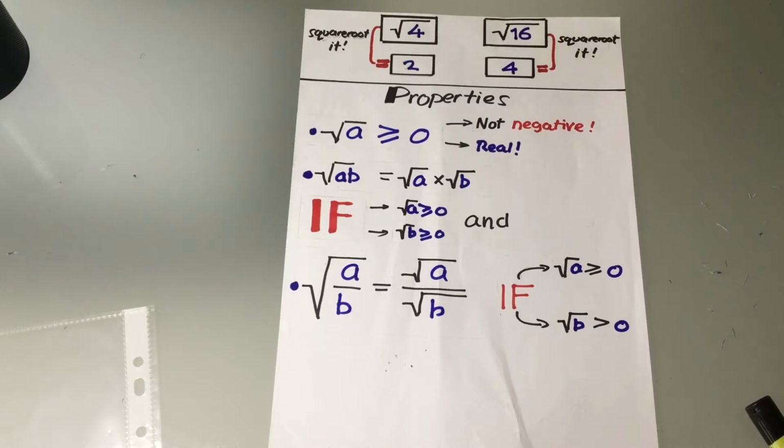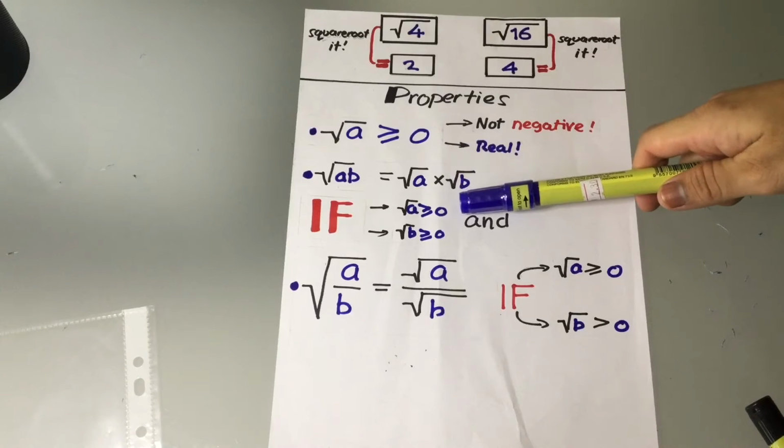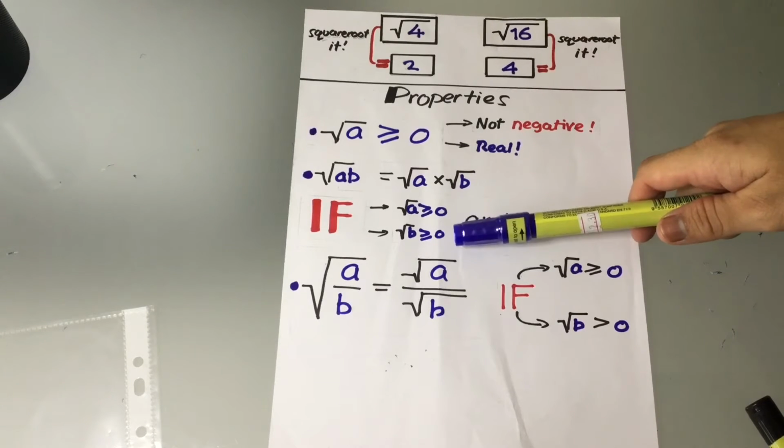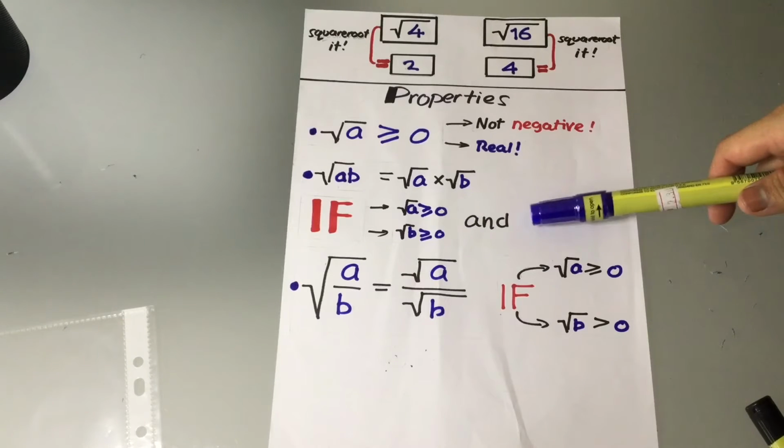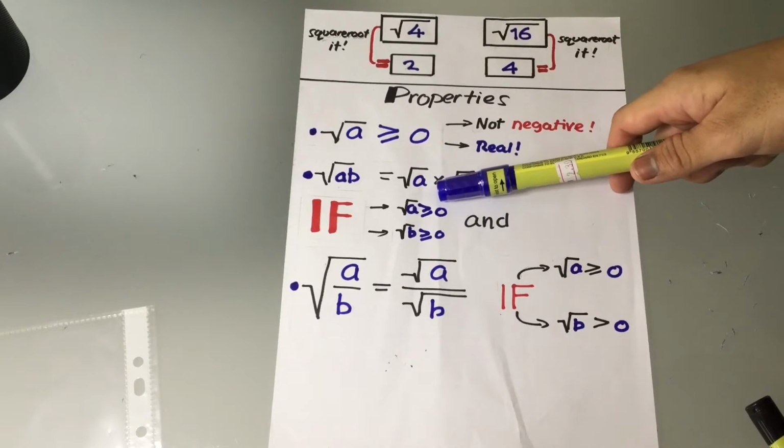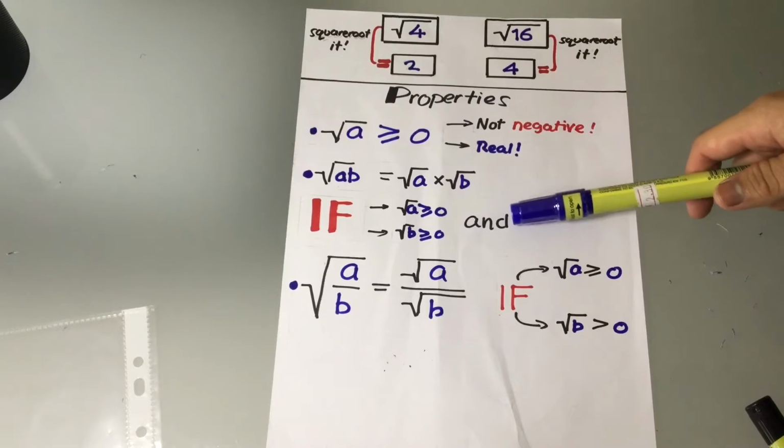If both a and b, the square root of a and the square root of b, are bigger than or equal to 0, and that's and, not either. It is both. You cannot have them with a minus or anything below 0.